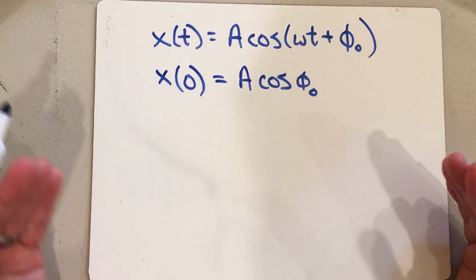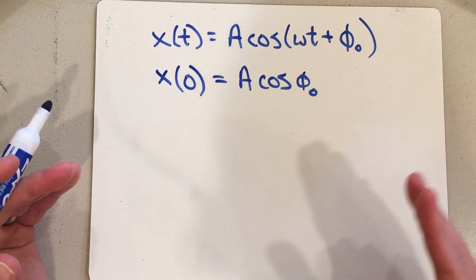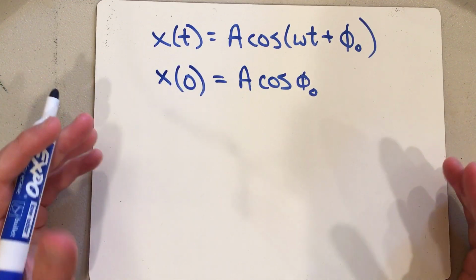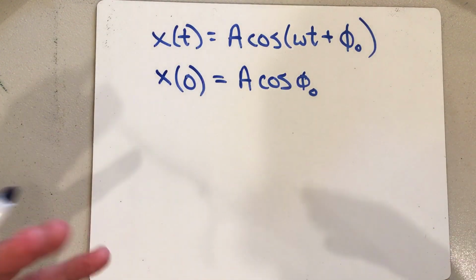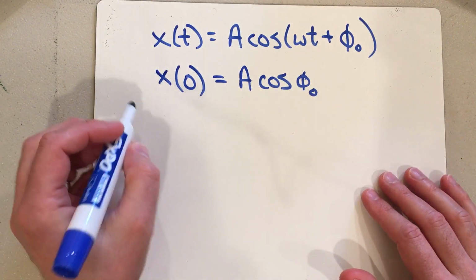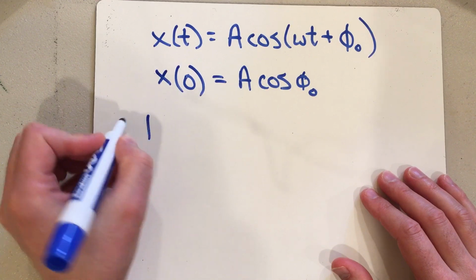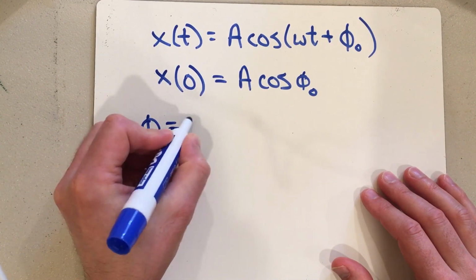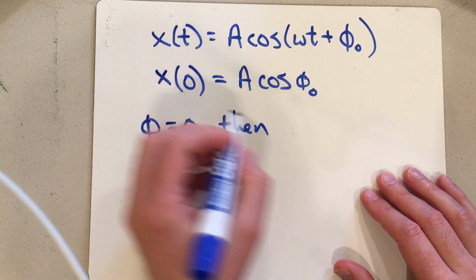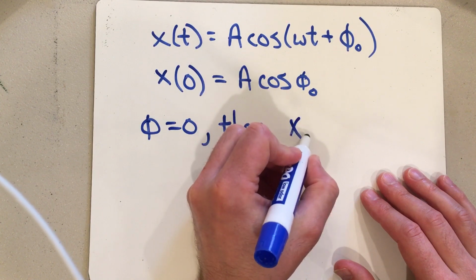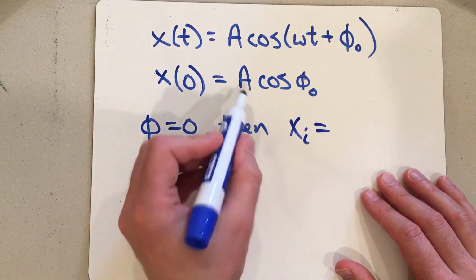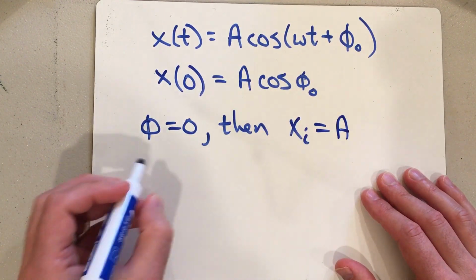Now the phase shift has to be measured in radians, and it can be anywhere between 0 and 2 pi. Typically though, there are 4 important phase shifts. And those are, if the phase shift equals 0, then the initial position, x0, which I'm just going to say x initial, that's the initial position. Cosine of 0 is 1, so it just becomes the amplitude.